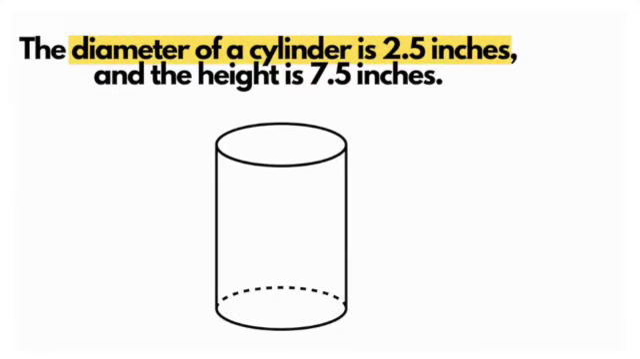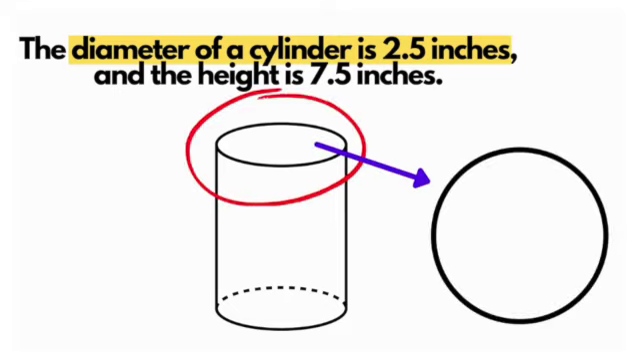The diameter of the cylinder is 2.5 inches. So looking at our cylinder, we're going to take the top and look at it as a circle. Once we get that circle, we can take that diameter, which is the distance across the center going through the midpoint. And we have to find the area of the base, which is capital B.